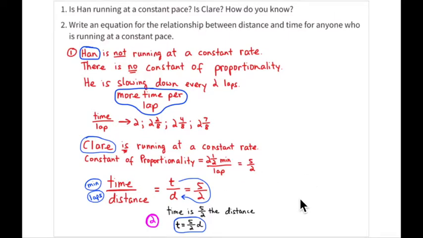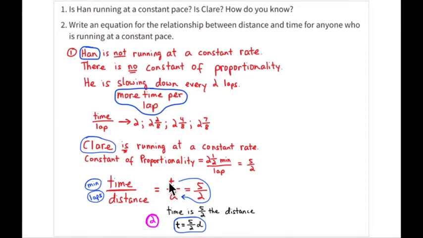One way to show somebody that it truly is a constant rate, it truly is a proportional relationship, is to express it as an equation. Once you do that, then that forces every amount of time to be related to the distance in a proportional way. So to write the equation, it's time divided by distance, which is 5 divided by 2. So what that says is that the units of time are 5/2 the units of distance.